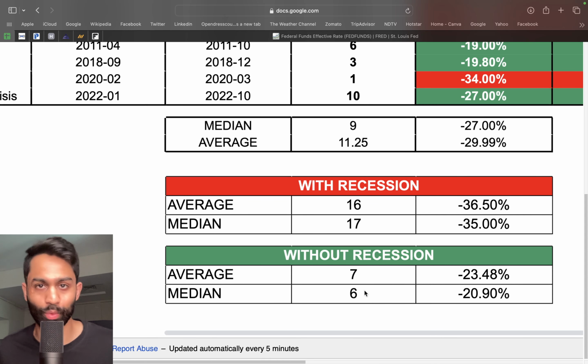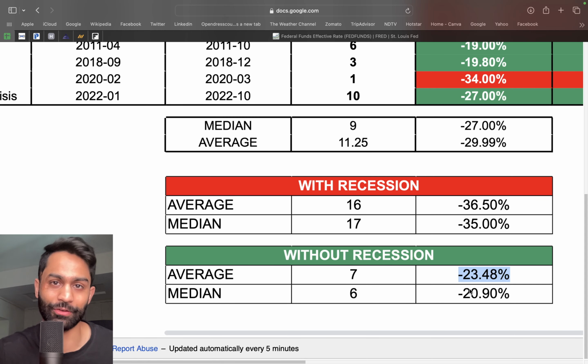Meaning that when there is not a recession and the S&P is in a bear market, let's say we're down over 20% from all-time highs, on average and on median it has only spent 6 to 7 months down more than 20%, and then it has recovered. And the sell-off from all-time highs has also been significantly less than when it was accompanied by a recession. We spend about 7 to 6 months respectively, and we only experience a sell-off of 20 to 23% on average and on median. That's very reasonable.